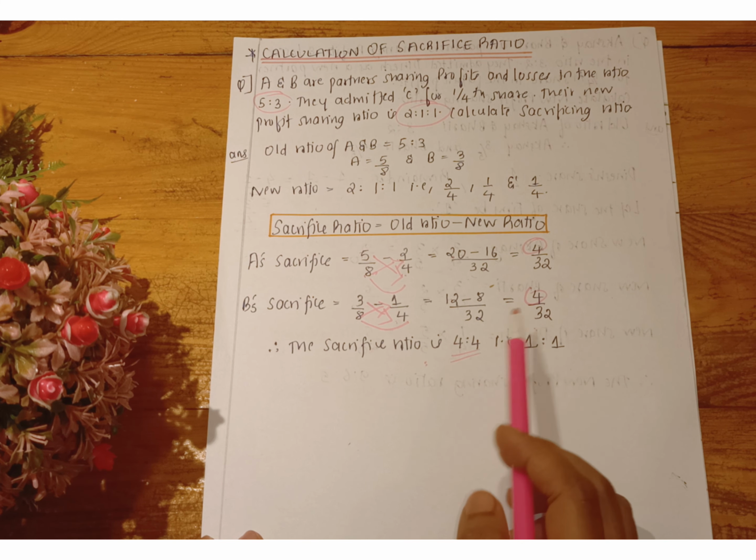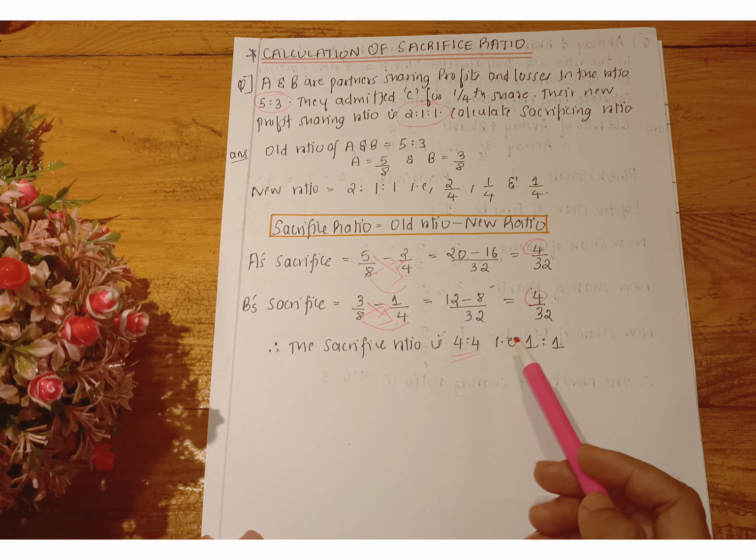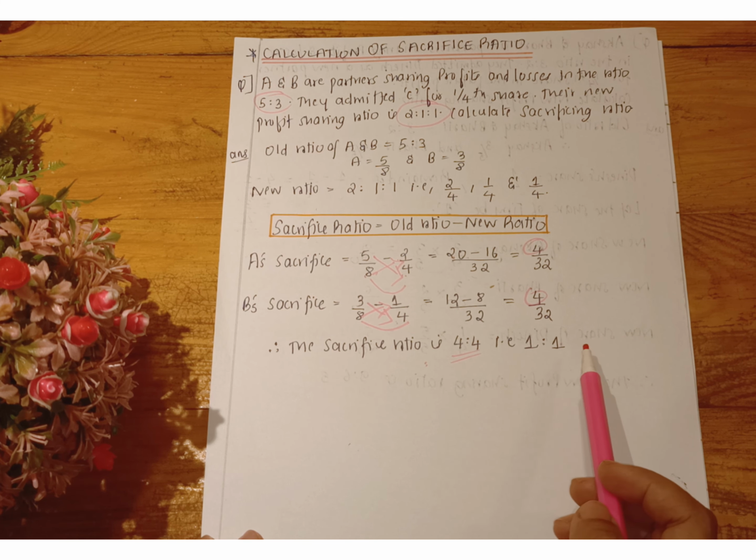Then you have to see whether 4:4 comes in one table. It is quite evident that it is divisible by 4 itself. 4 1s are 4, 4 1s are 4. Therefore your answer is 1:1.